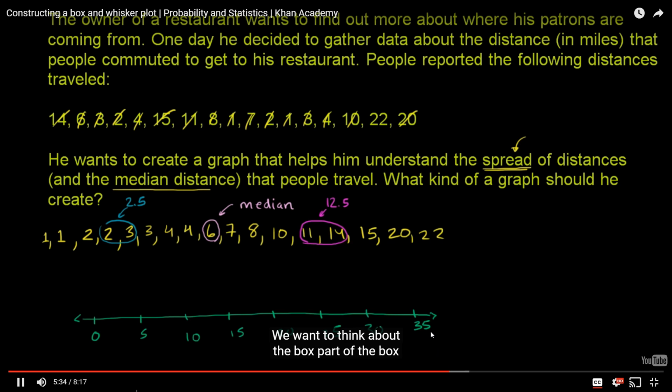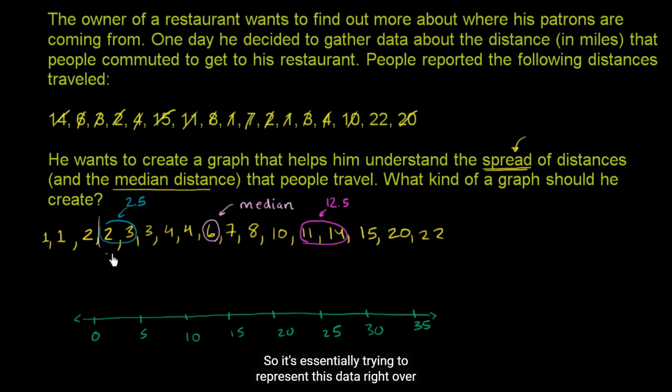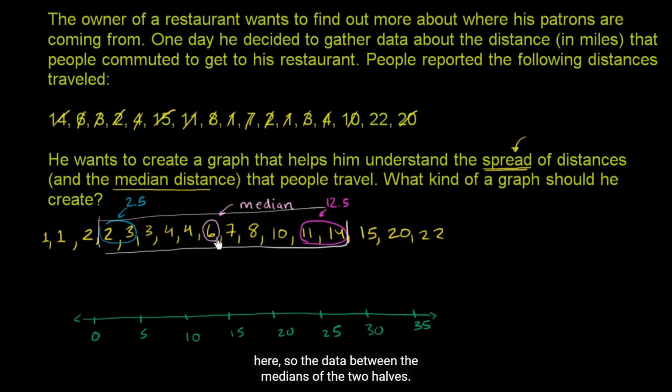We want to think about the box part of the box and whisker. It essentially represents the middle half of our data, the data between the medians of the 2 halves. So this is the part that we would attempt to represent with the box. So we would start right over here at this 2.5. This is essentially separating the first quarter of our numbers from the second quarter of our numbers.